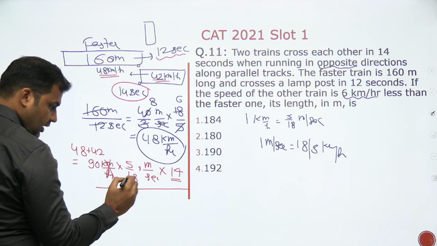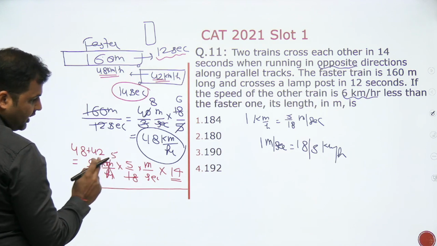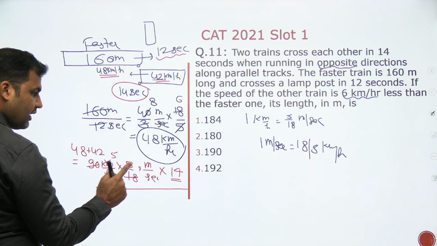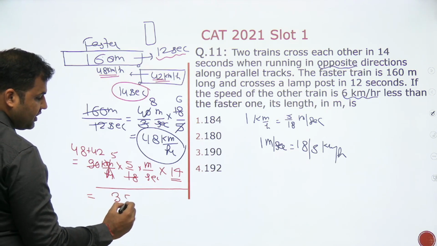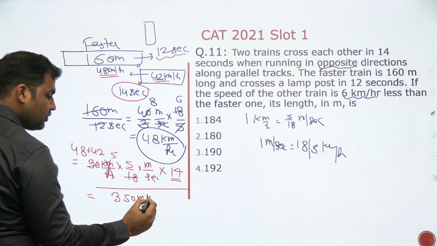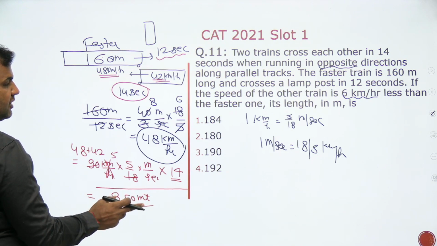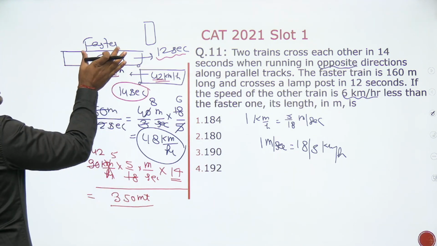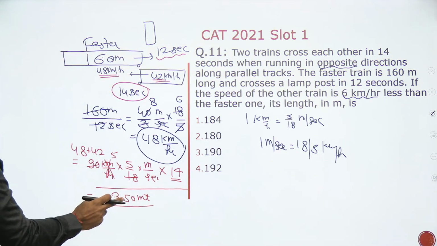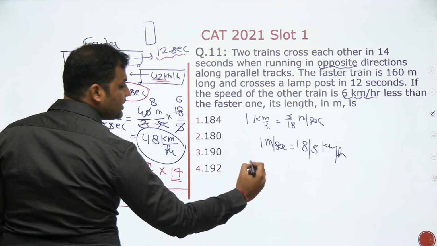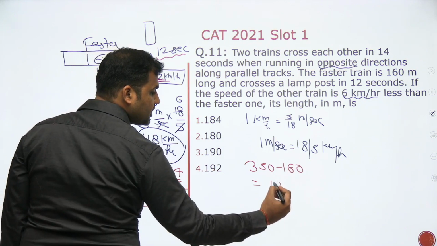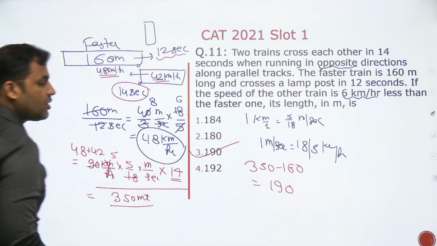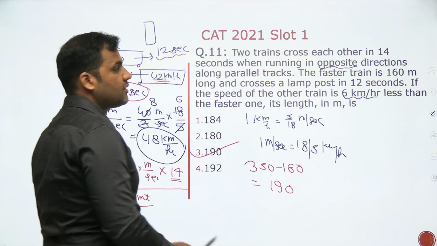Now 18 into 5. Total distance traveled is 5 into 5, 25. 25 into 14 would be 350 मीटर. सो दोनों ट्रेन एक दूसरे को क्रॉस करने के लिए 350 मीटर का डिस्टेंस ट्रेवल कर रहे हैं. उसमें से फास्टर वाली का लेंथ 160 होगा तो स्लोवर वाली ट्रेन का लेंथ जो होगा दैट वुड बी 350 minus 160 which is equal to 190. Again there is no need to make an equation to answer the question, guys, right?